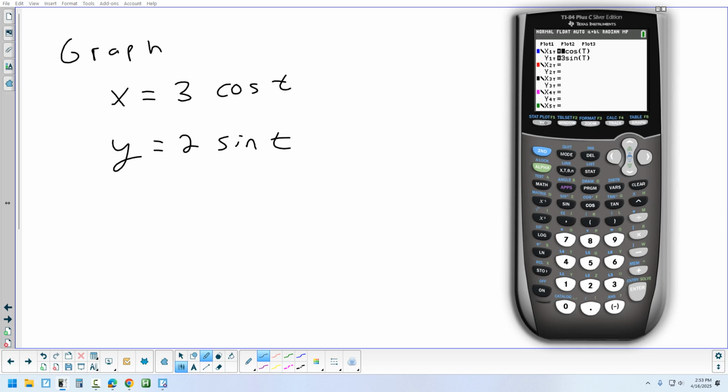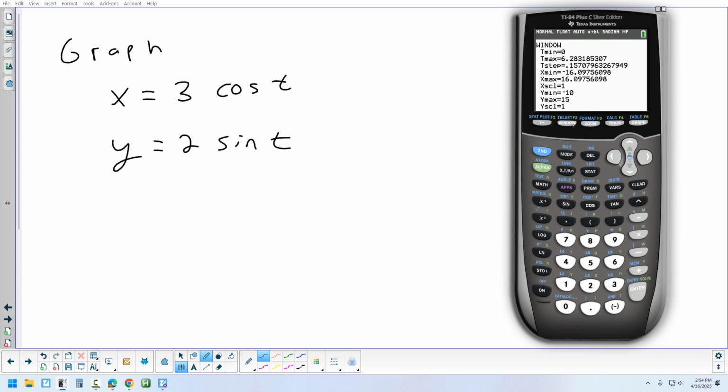Okay, I've already typed in the two equations, 3 cosine t and 2 sine t. So now I've typed them in. Remember, the button for t is the button that normally would give you x when you're doing it parametrically. Okay, before I hit graph, what do I need to set first? Yeah. Your window. Yeah, I've got to set my window, and I've got to think a little bit about my t step, my t min, my t max.